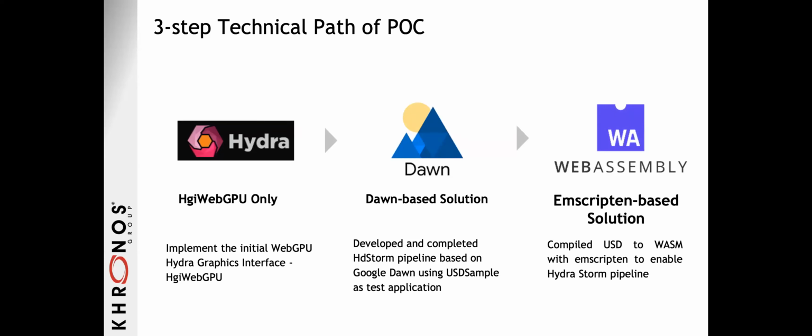Finally, after having ironed out most of the problems, we did our final test by compiling the whole project using Emscripten. We developed a simple application that would read a USD file and display it in the browser. In this case, Emscripten is the one in charge of interpreting the WebGPU API and then calling the appropriate JavaScript commands.